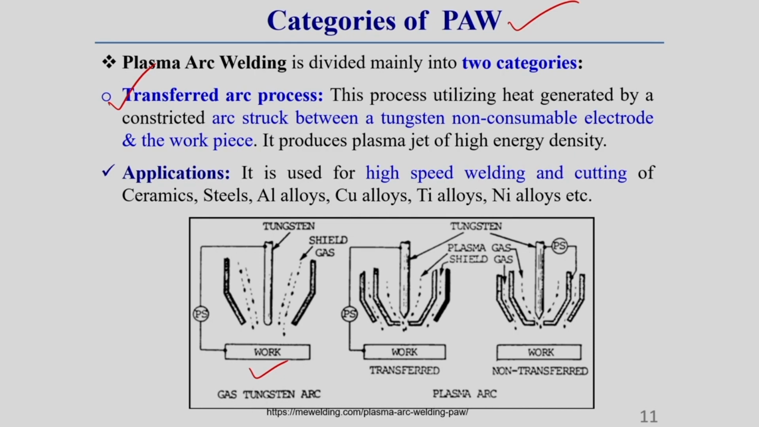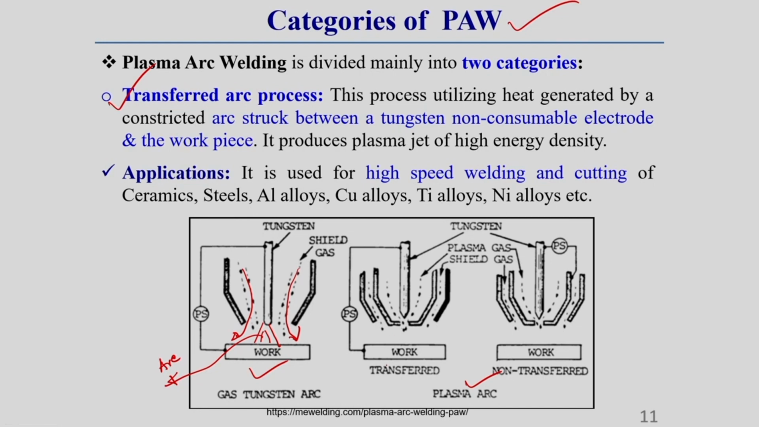There is a non-consumable electrode and a shielding gas. You see only one nozzle is there, and through this the shielding gas is coming out, that you can see, and this is the arc. So this is generally called tungsten or TIG welding process. Here only one shielding gas is used, but in the case of plasma arc there can be a transfer mode and another called non-transfer mode.